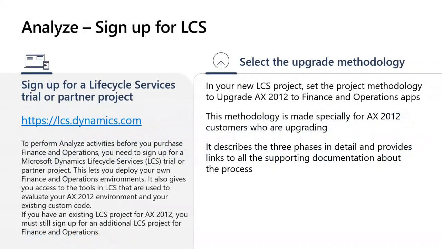So starting with the first step to sign up for LCS, you could either sign up for a trial project, like if you have no Dynamics 365 licenses at all, you can go for a trial. Or if you are already working with your partner, they can create a project for you and give you access to that. The key thing is, as soon as you have access to LCS, the next step would be to create your project. When you create the project, you want to make sure that you select the right methodology. Creating a project gives you an option for different methodologies. I'll show you a screenshot of that in the next slide, but you want to make sure that you select the upgrade AX2012 to finance and operation apps upgrade methodology. If you pick the wrong methodology, that's something that can be changed later.